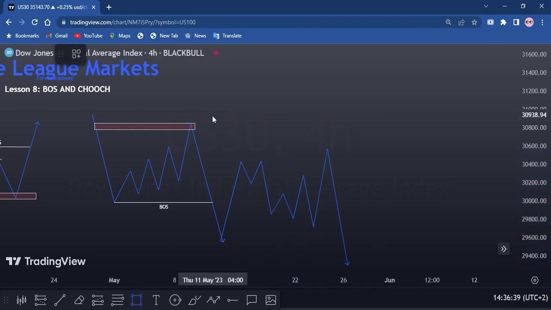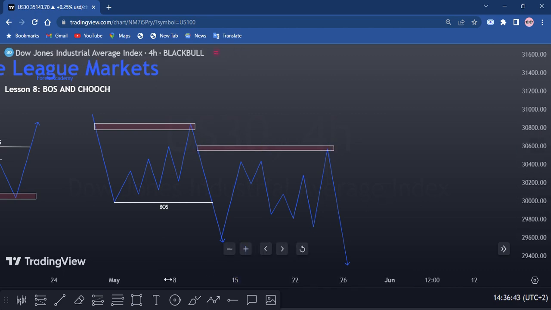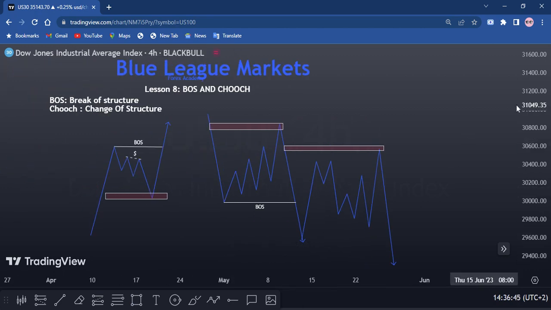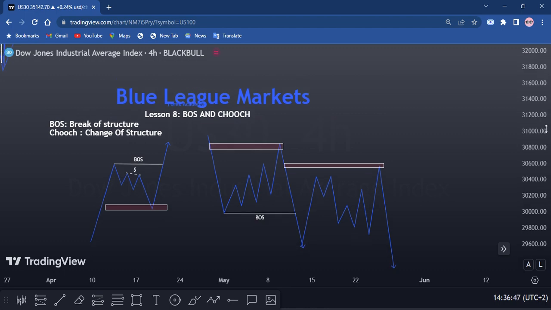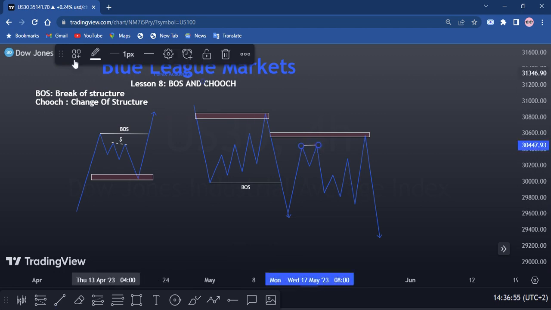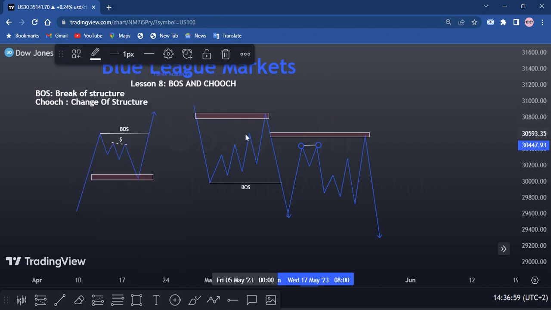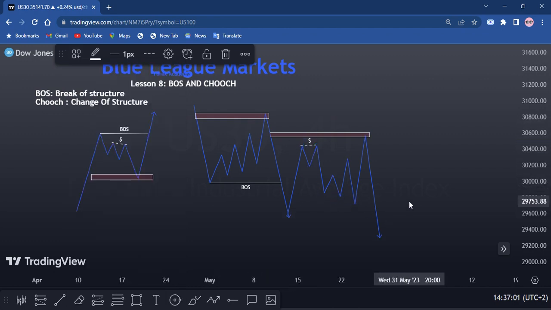Meaning at this point, we're going to have some sort of what we call liquidity, right? We're going to have some sort of, not liquidity per se, an order block, right? Our liquidity is going to be here. This is where our liquidity is. Liquidity up, and we're going to have liquidity down, right?